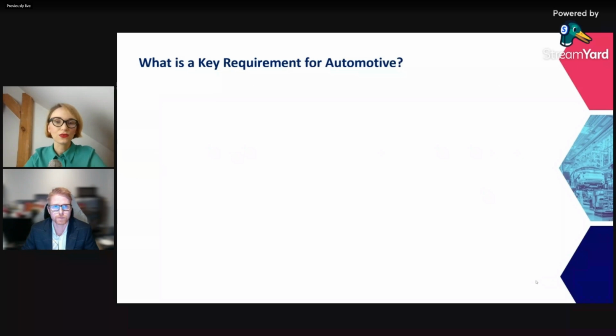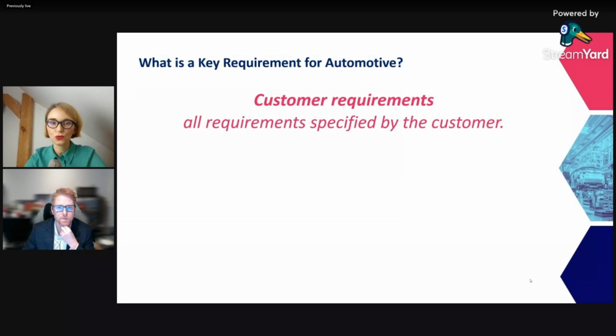And what is the key requirement for automotive? This is really quite an important question, because let's be honest, there is no such statement as key requirement in IATF. Yes. So that's why it was important for us to try to feel how you understand this notion, because we decided to pick up such a topic, and that's why now we need to be honest with you that there is no such statement.